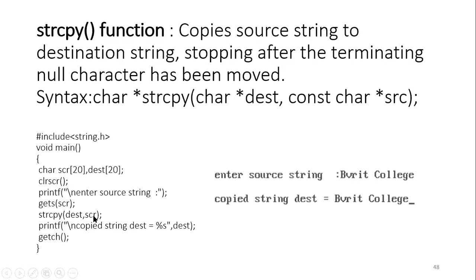strcpy destination comma source. So the copied string is destination. Here we can see in the output that the copied string is bvrit college. The source string we entered as bvrit college is copied into destination.